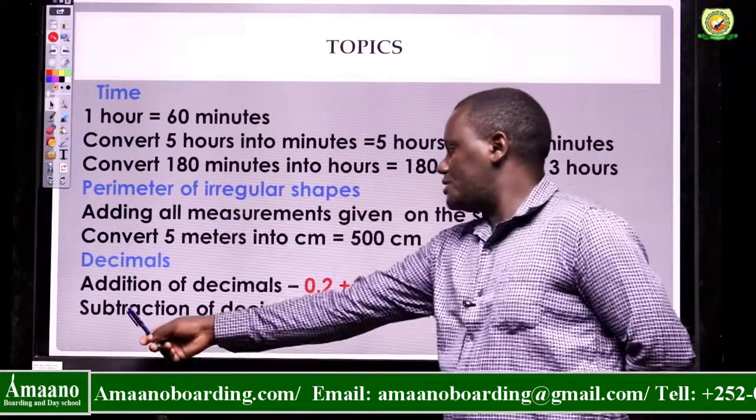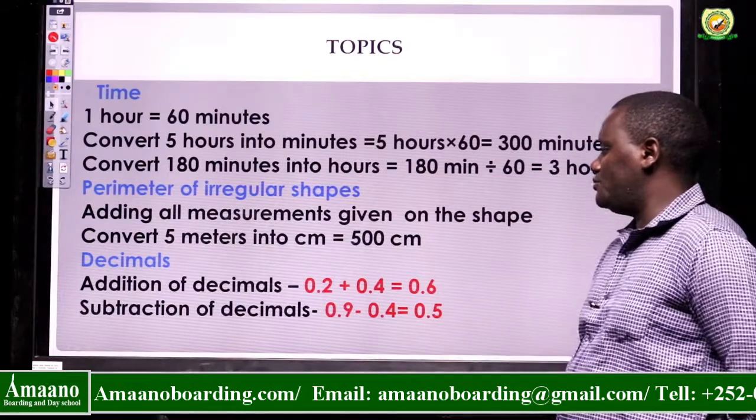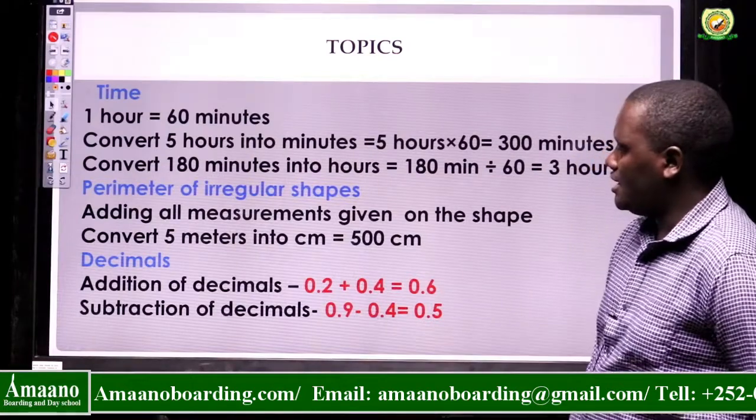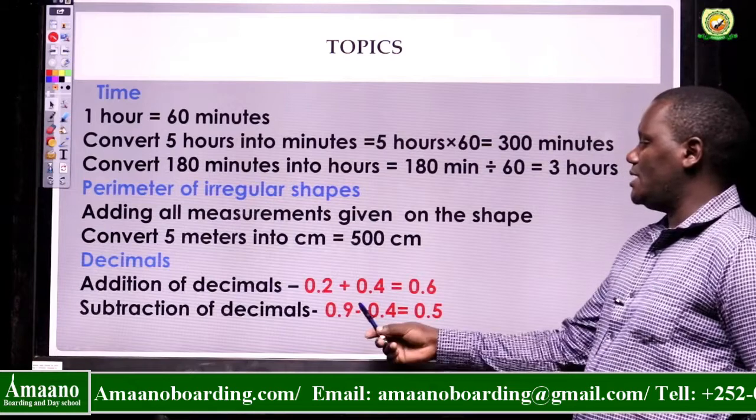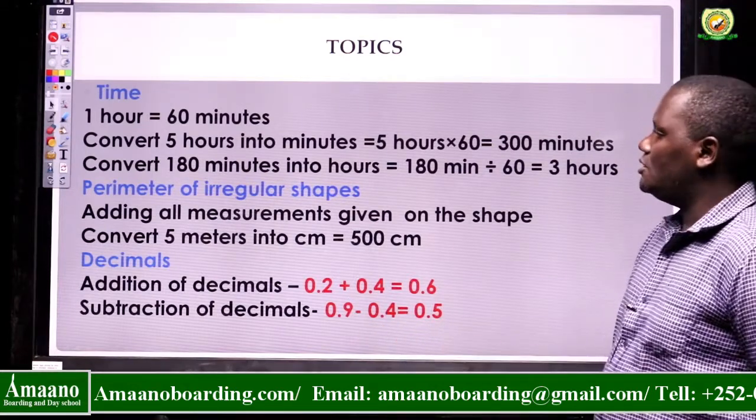Now we have subtraction of decimals, like 0.9 take away 0.4. Subtract according to their place values. That's 9 take away 4 is 5. 0 take away 0, it's 0. That is 0.5.